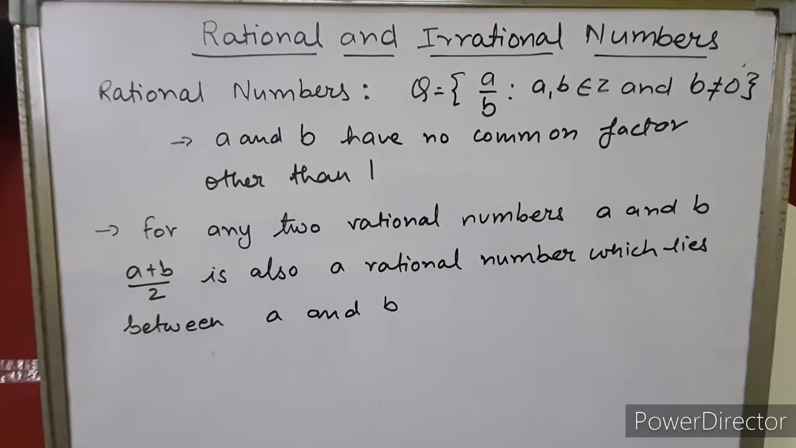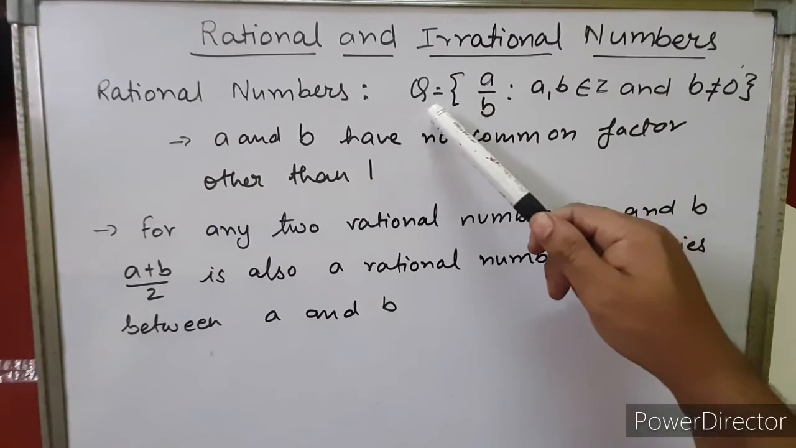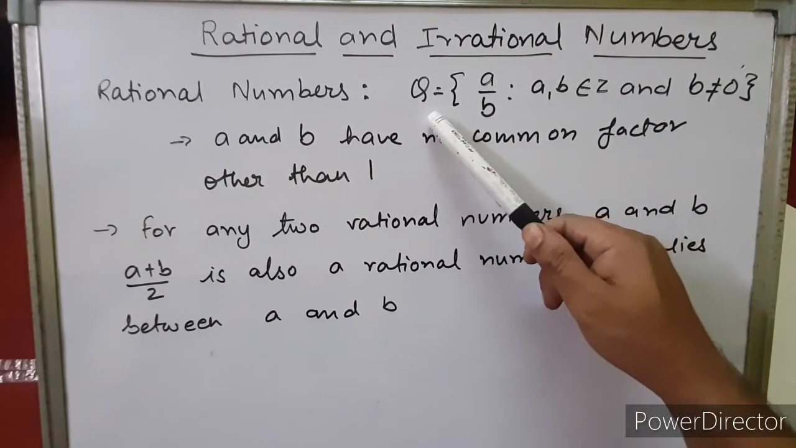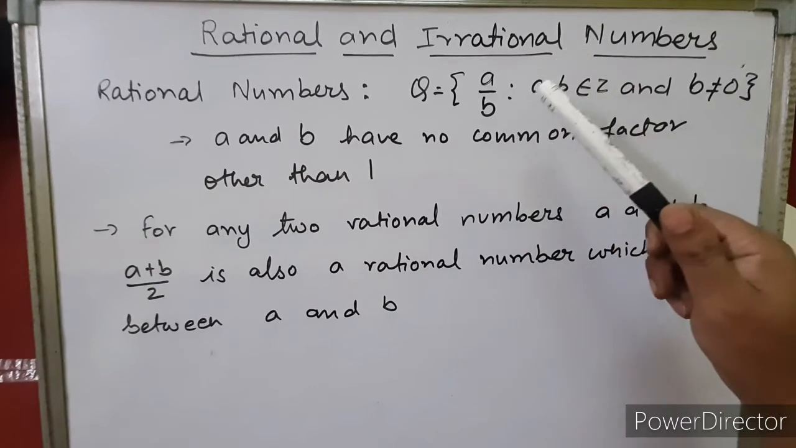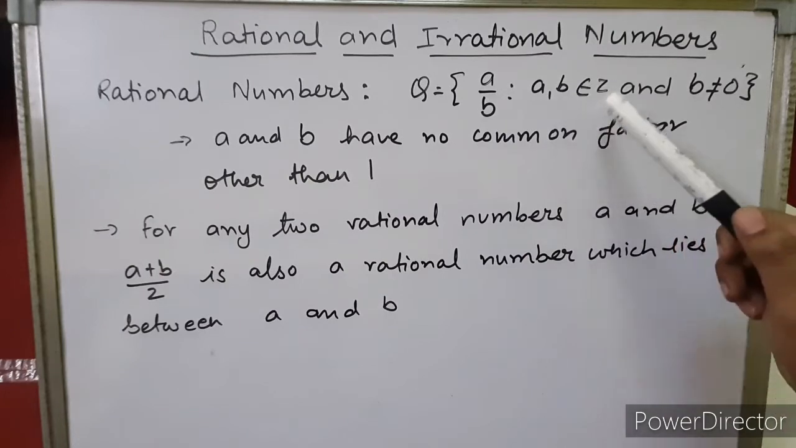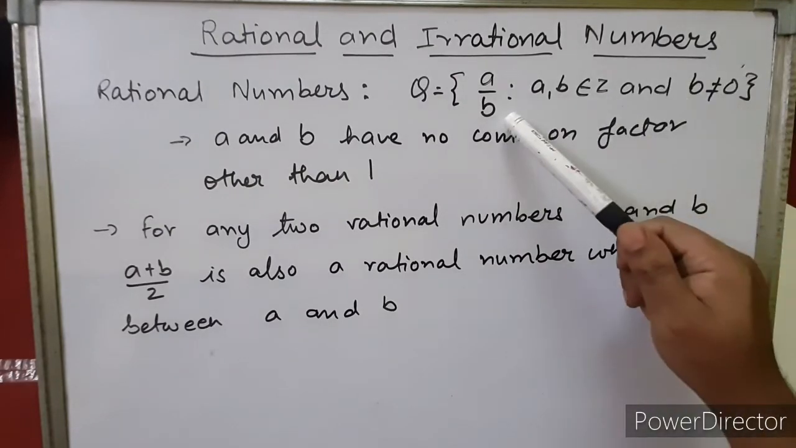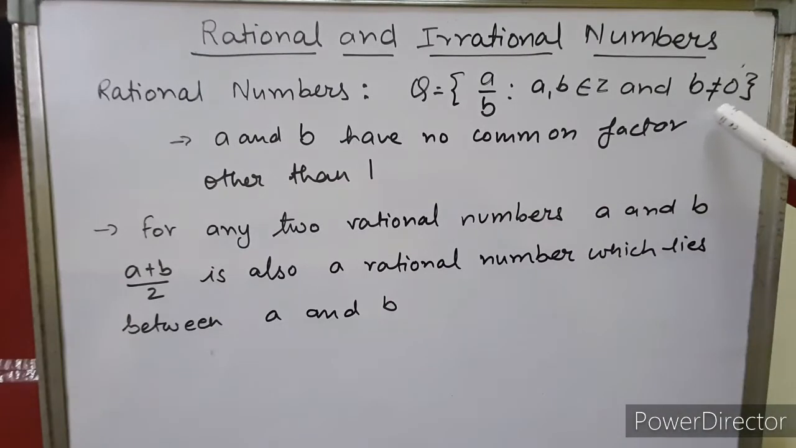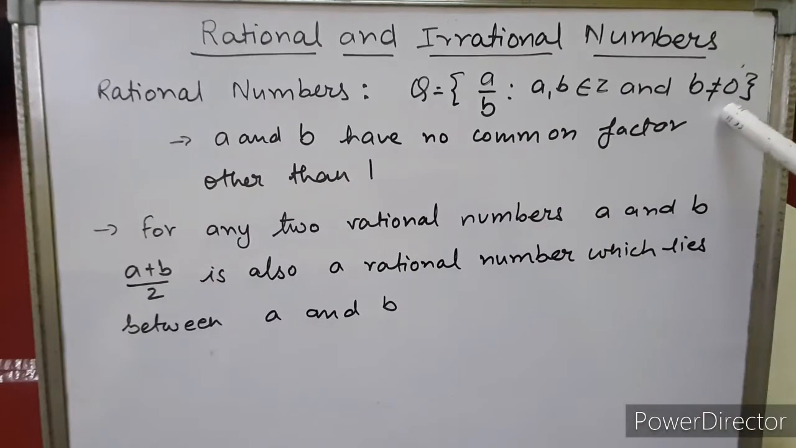Okay children, let's see what rational numbers are. A rational number is represented by the capital letter Q. So if capital Q is written, it represents rational numbers. The definition of a rational number: any number that can be represented in A upon B form, where A and B belong to integers and the value of B is not equal to 0. If B becomes 0, it becomes not defined. So it is a condition that the term written in the denominator must not be 0.